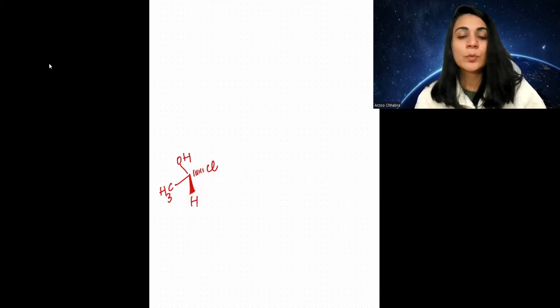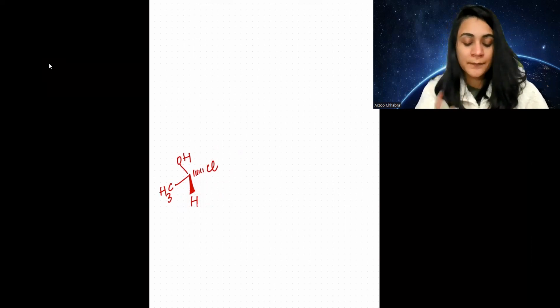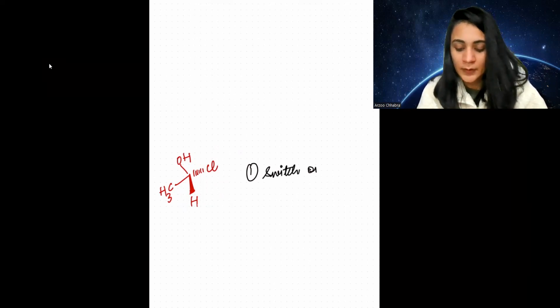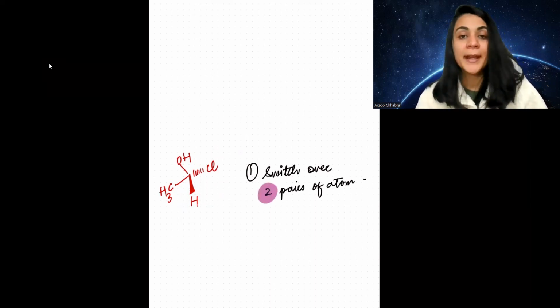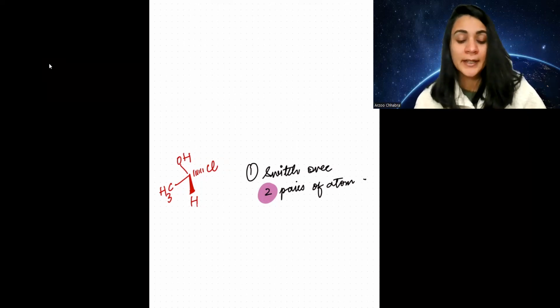And in order to do that, the first step this time would be to switch over 2 pairs of atoms, okay? So 2 is important here because if you switch over 1 pair of atoms, it's going to change the stereochemistry of the molecule, and you don't want to do that. You want to keep the stereochemistry the same, okay? And in order to do that, we'll switch over 2 pairs, and it will keep the stereochemistry unaffected.